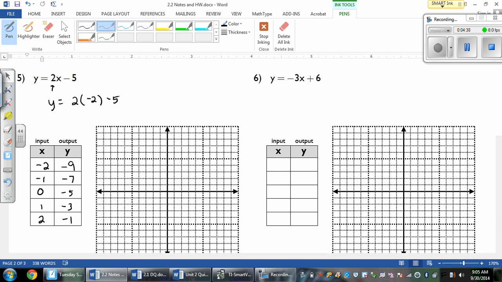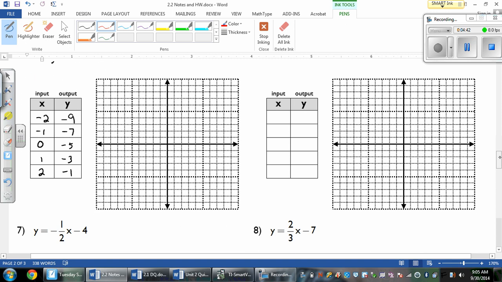Okay, I'm going to go ahead and plot those points. So plot (-2, -9). Let's go left 2, down 9. (-1, -7), left 1, down 7. (0, -5), down 5. (1, -3), right 1, down 3. (2, -1), right 2, down 1. As you can see, you see my line forming.